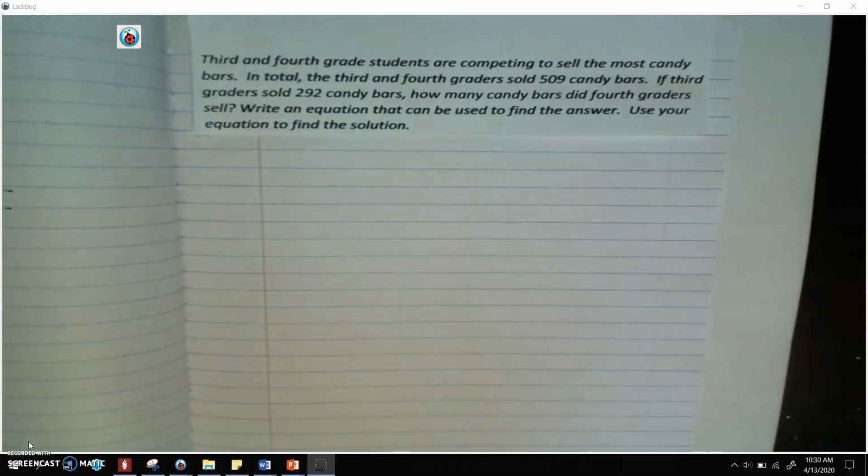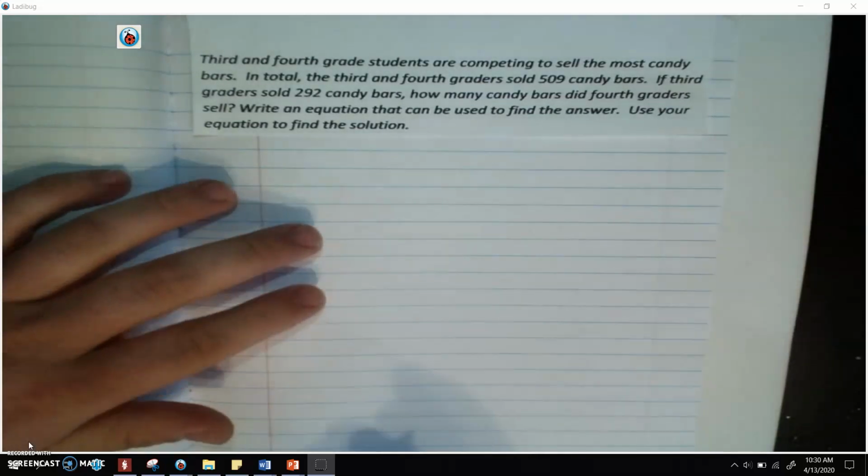It says 3rd and 4th grade students are competing to sell the most candy bars. In total, the 3rd and 4th graders sold 509 candy bars. If 3rd graders sold 292 candy bars, how many candy bars did 4th graders sell? Write an equation that can be used to find the answer. Use your equation to find the solution.